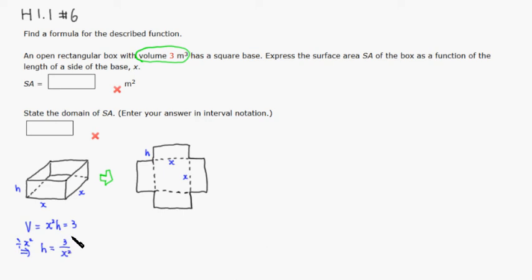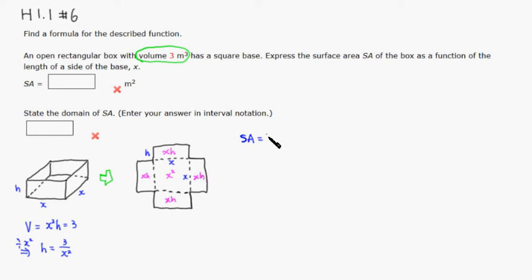Then the surface area that we're looking for is going to be a combination of these 4 things. The area of the base is easy to find. It's going to be x times x since it's a square, so you have x squared there. And each wall has the area of x times h. But there are 4 identical walls, so you have xh here, xh there, xh there.